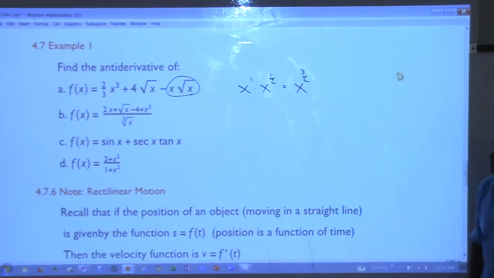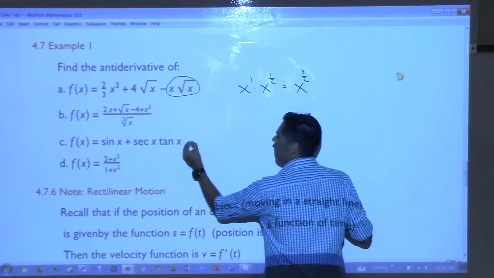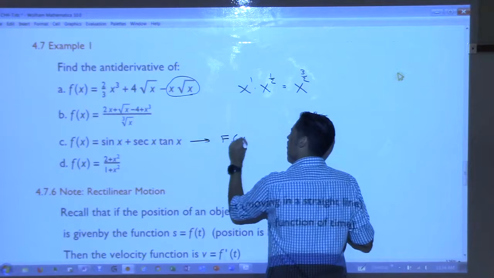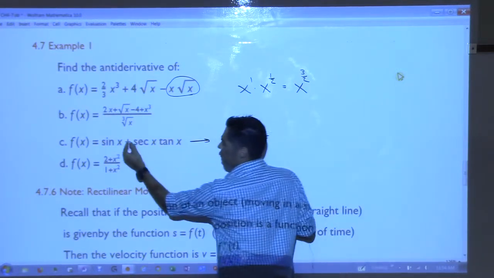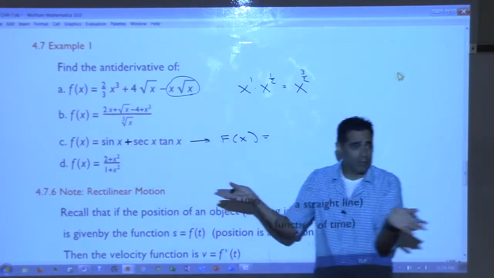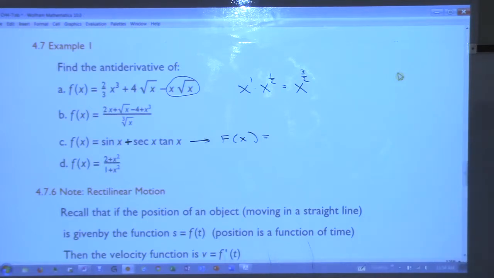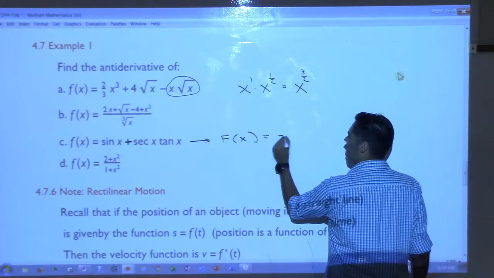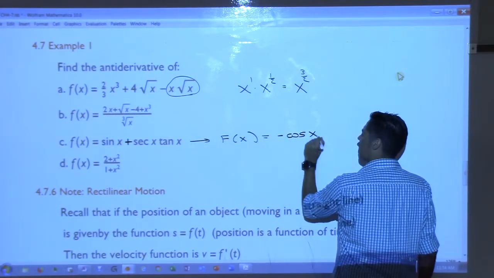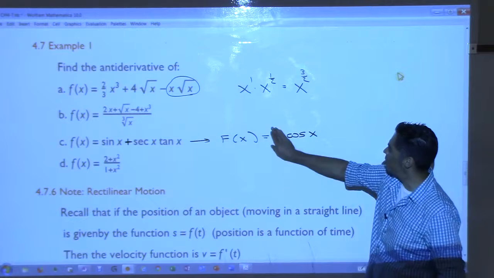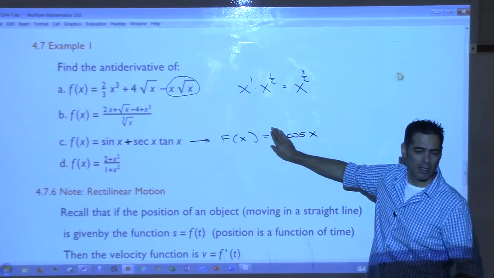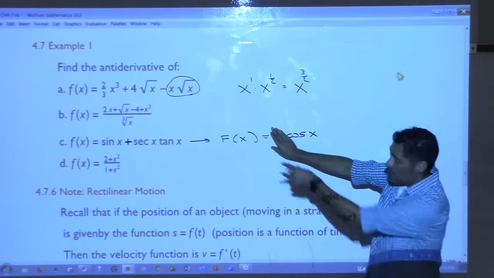How about part C? What would the general antiderivative of this be? There's a plus sign here, right? So you can do them separately. So what's the antiderivative of sine of x? Negative cosine or cosine? It's got to be negative cosine because what's the derivative of cosine of x? Negative sine, so you need it to be positive sine, right?